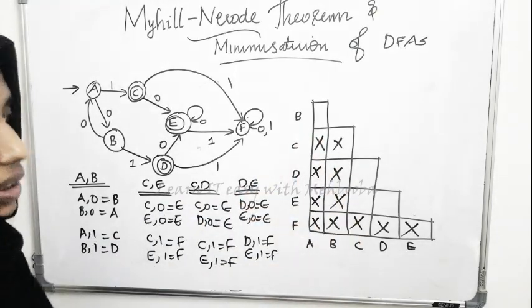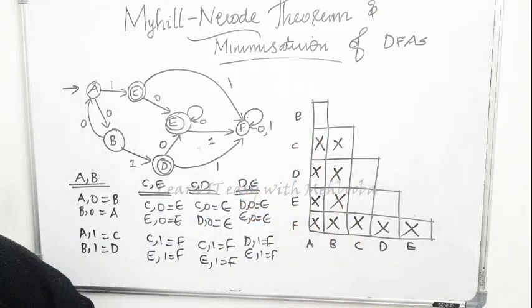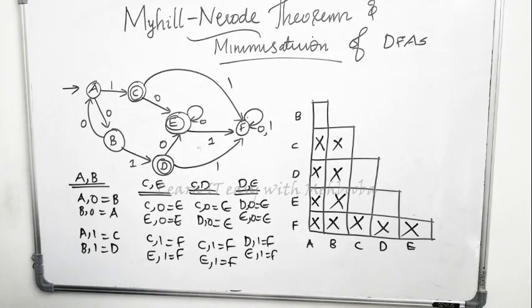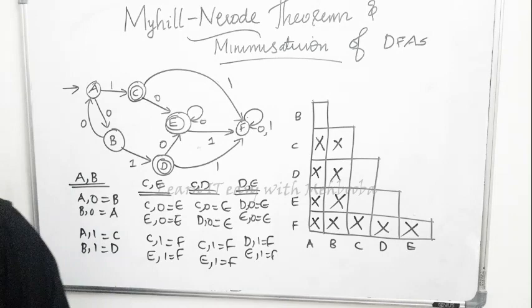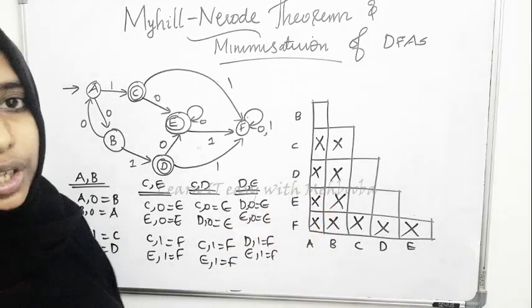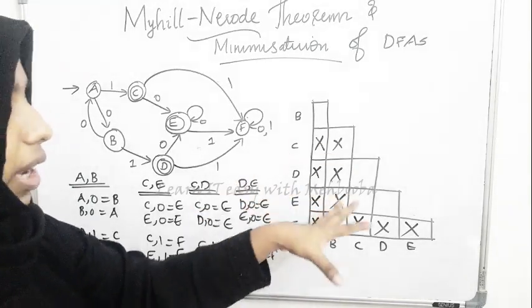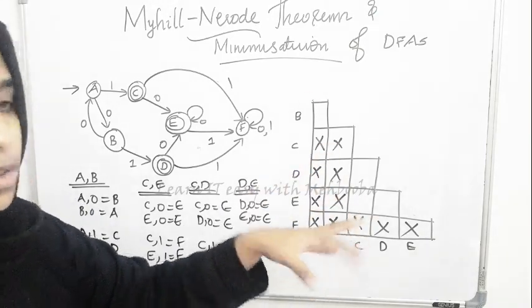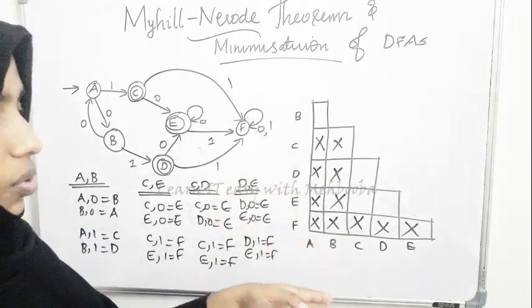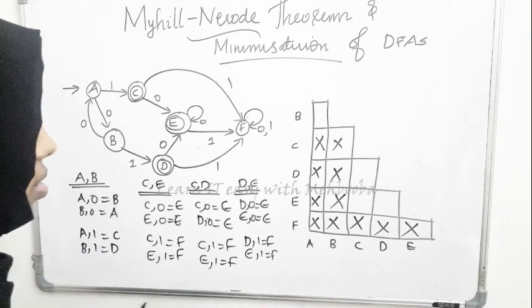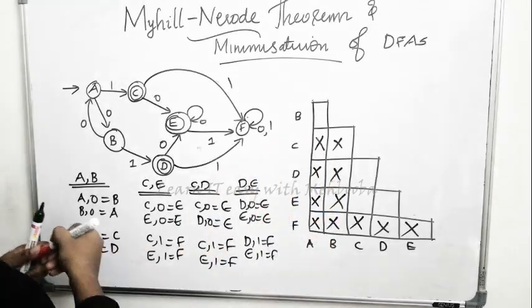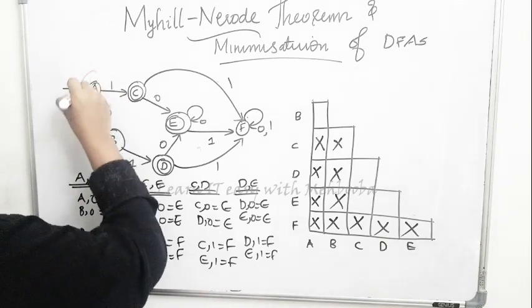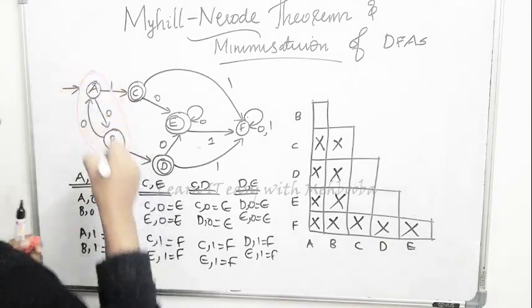All the unmarked cells are pairs of states which are equivalent. That is, we have marked all the states which are not equivalent. So the remaining cells which are empty mean that those pairs of states are equivalent, or indistinguishable. So AB is indistinguishable, so AB can be merged together.